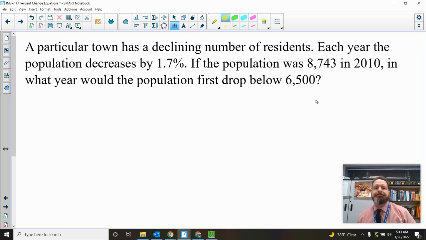Okay, a second case. I'll leave it to you to read through that. You can do a quick pause. We're going to get our equation set up here as well.